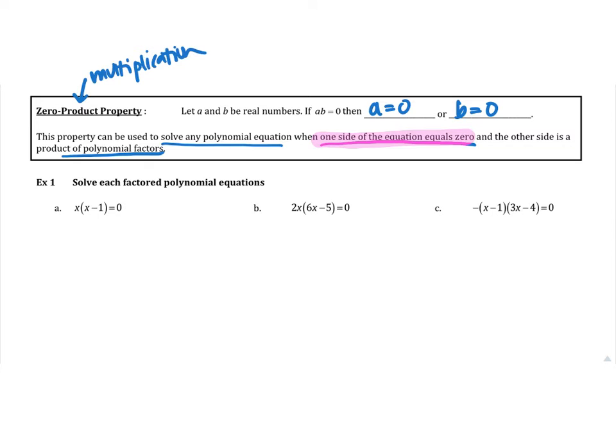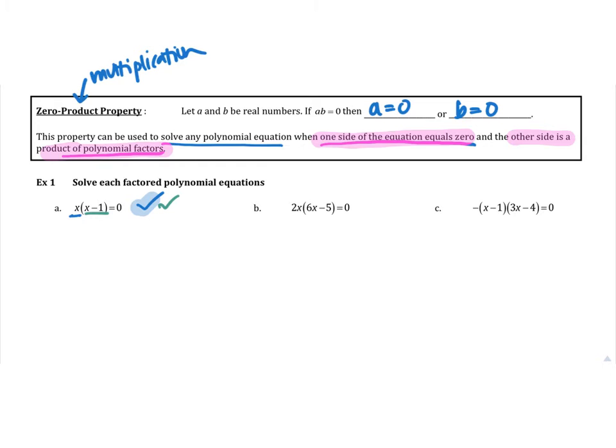One side has to equal 0, and the other side we have to have a product, which again means multiplication. So to start off the first day of notes, these examples below, it says solve each factored polynomial equation. So let's go through our 2 conditions. First of all, do I have one side equal to 0? Yes. And is the other side a product of polynomial factors? Yeah, I have x and x minus 1 being multiplied together, so I'm good to go.